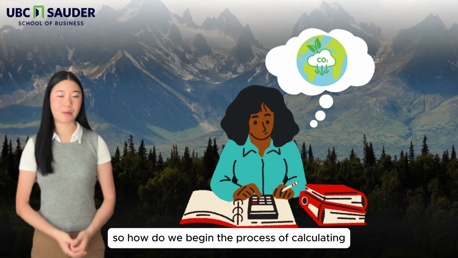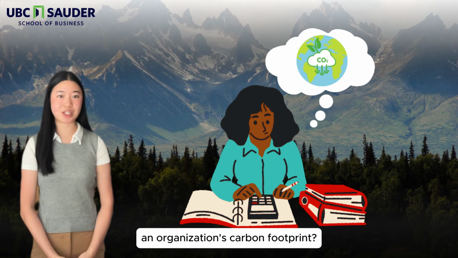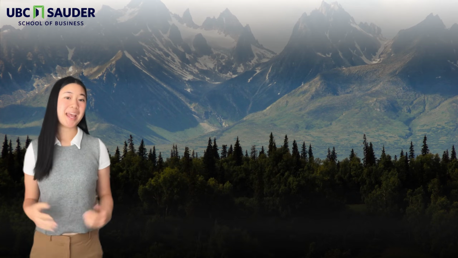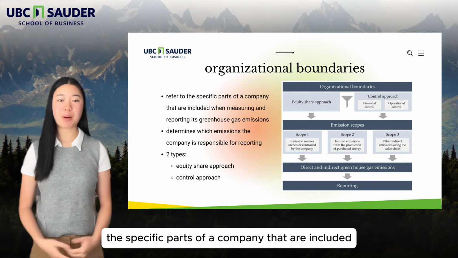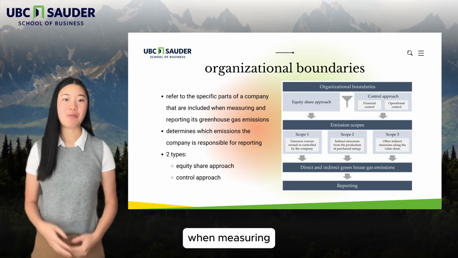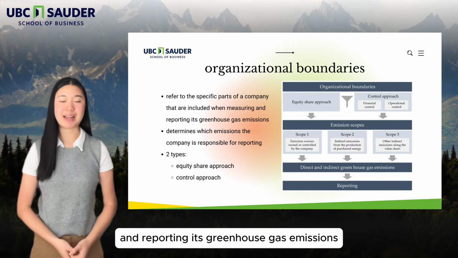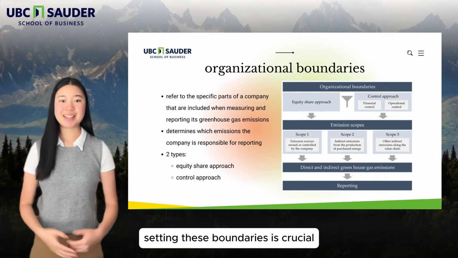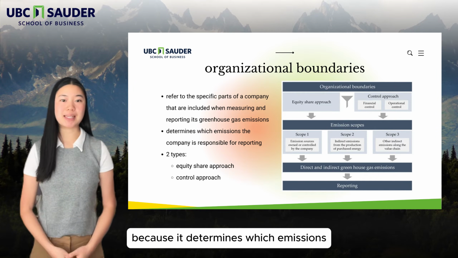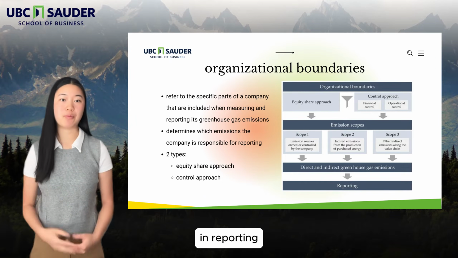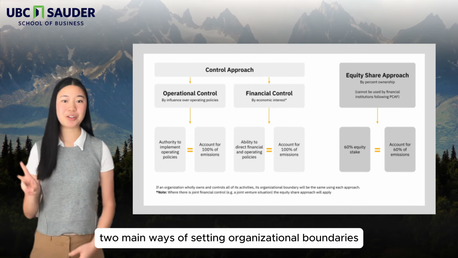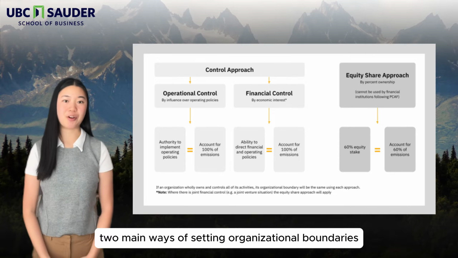So, how do we begin the process of calculating an organization's carbon footprint? In greenhouse gas accounting, organizational boundaries refer to the specific parts of a company that are included when measuring and reporting its greenhouse gas emissions. Setting these boundaries is crucial because it determines which emissions the company is responsible for in reporting. There are two main ways of setting organizational boundaries.